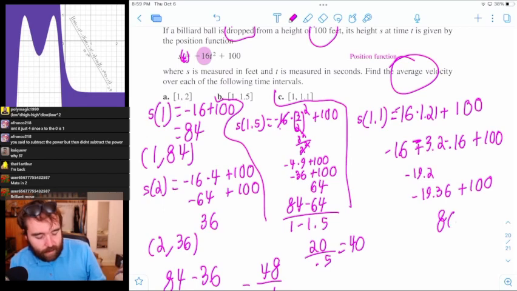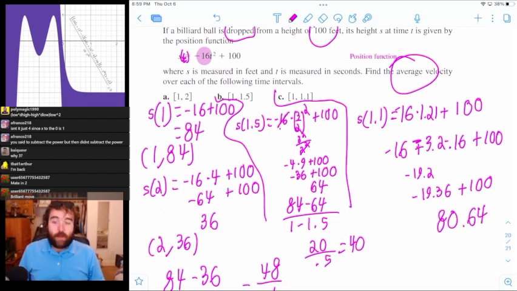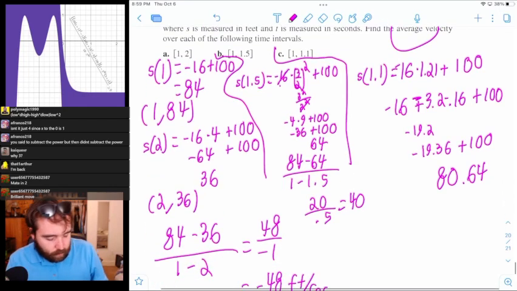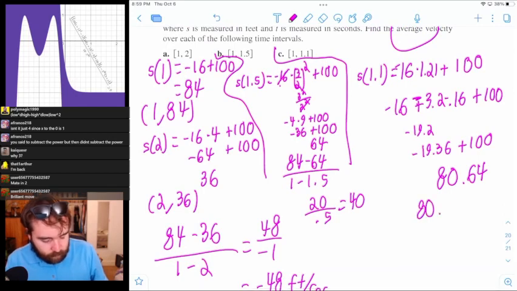That is 80.64. Beautiful. But we're not done yet because now we have to find the slope. That's just the point. So now we've got to find the slope. It's going to be 80.64.